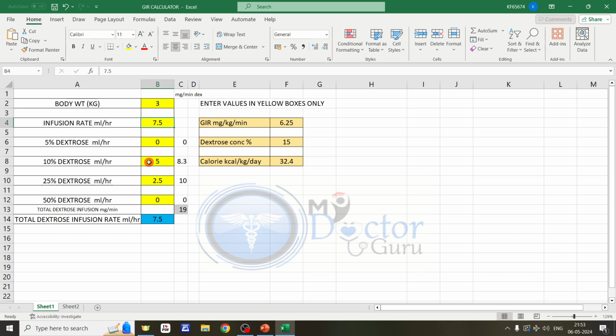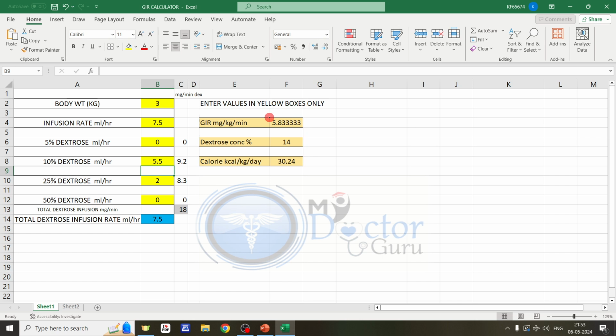Suppose I want to reduce the GIR now. I will make this 2.5 into 2.0 and correspondingly increase this to 5.5. So the total infusion again remains 7.5, which is what you desire. And by pulling 0.5 to 5.5, the GIR reduced from 6.2 to 5.8 here. So this is the technique.